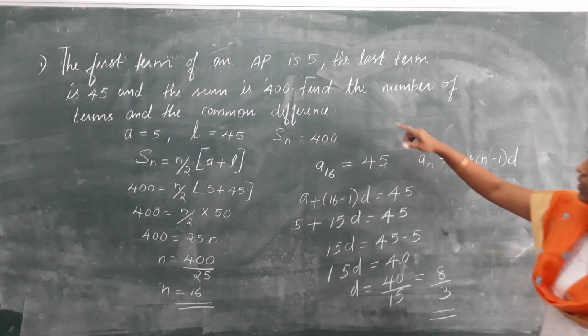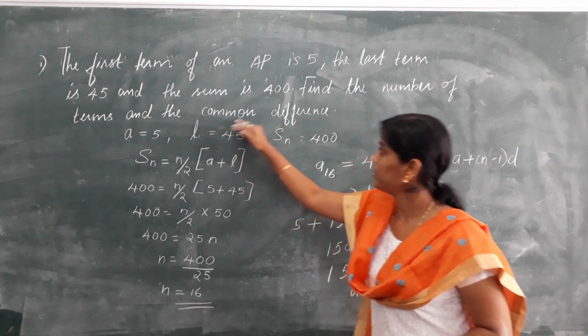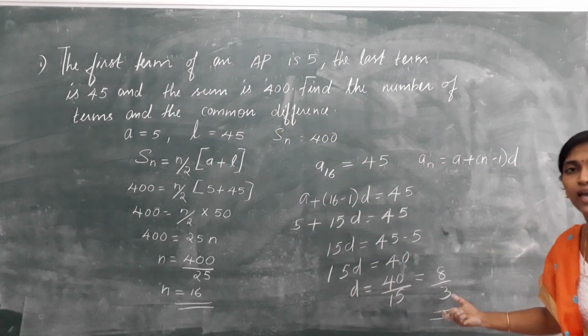So, we got the number of terms of this AP as 16 and the common difference d as 8 by 3.